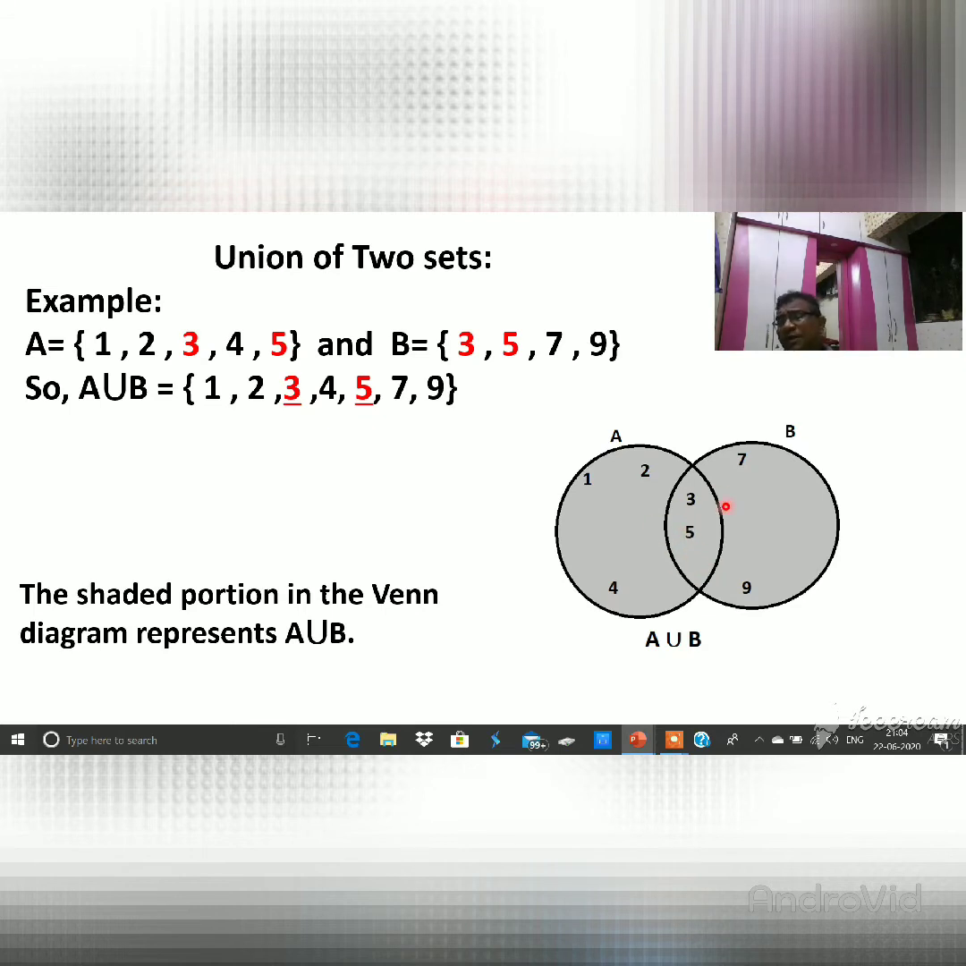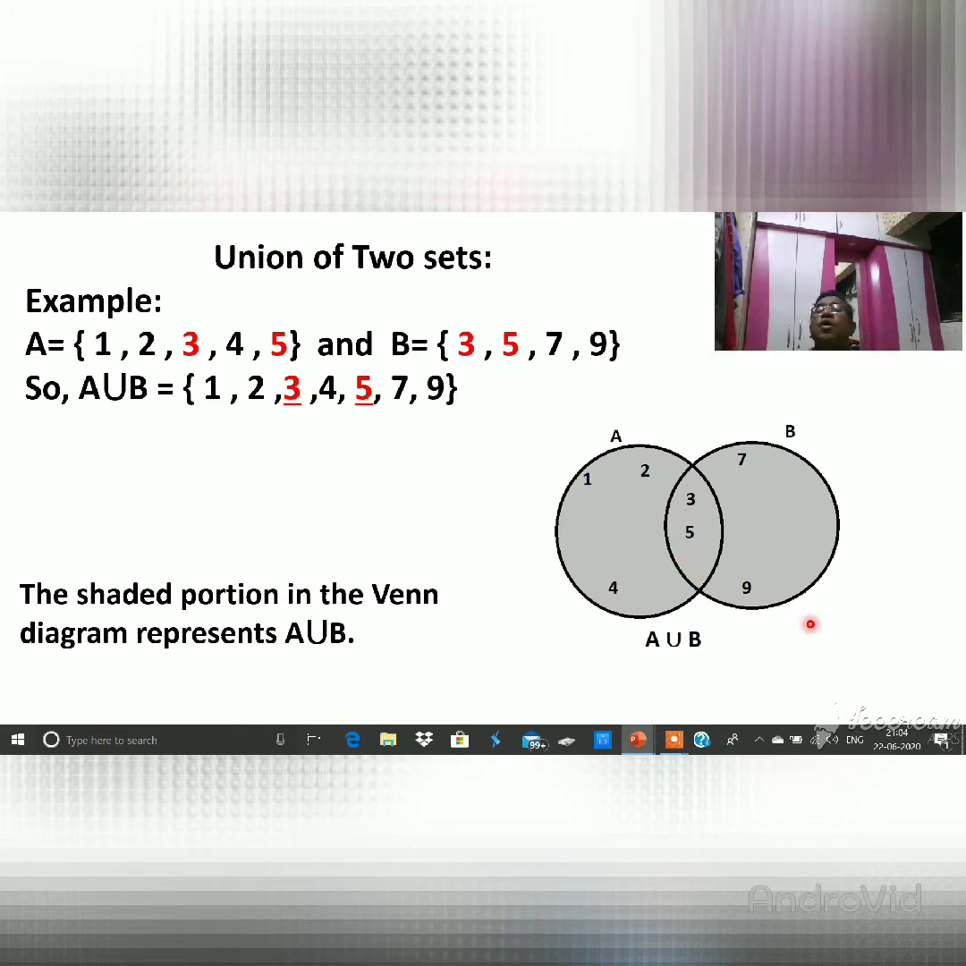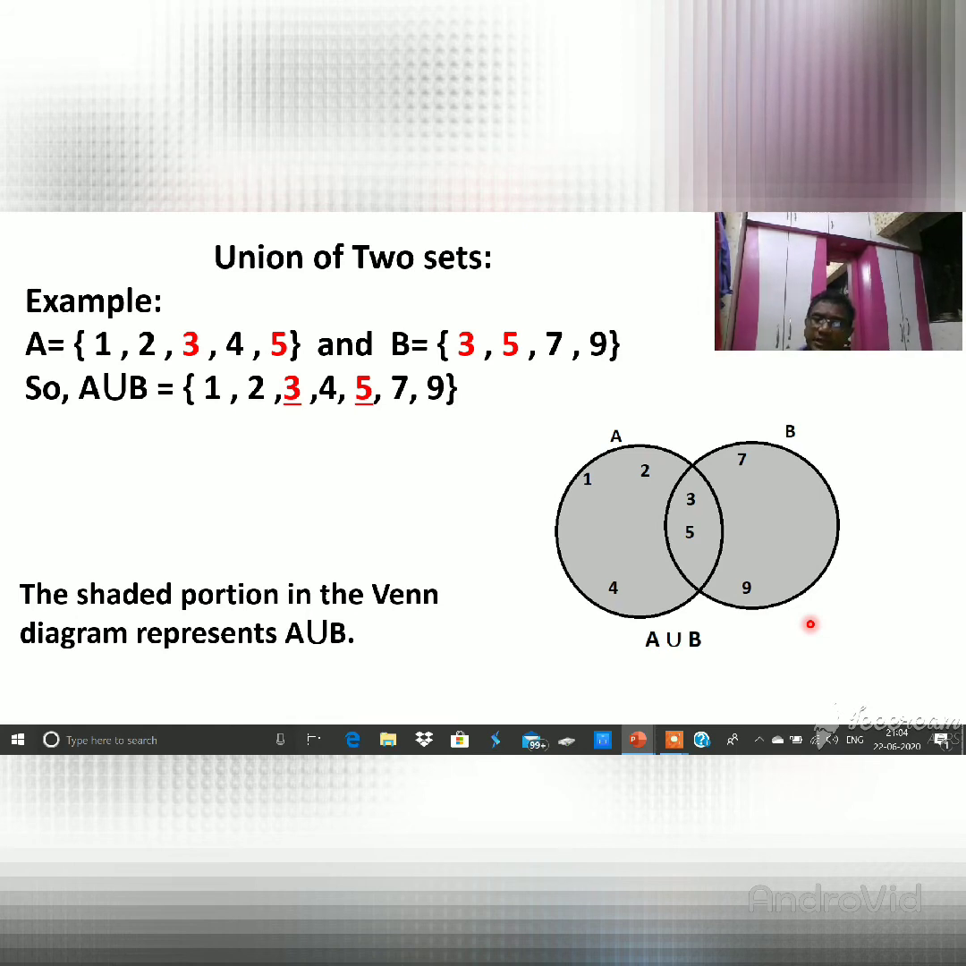But there is one thing: why are we showing that 3 and 5? Because this portion is the same here. The numbers are the same here, so it is shown in such a way. Then this is the main difference in the union set. In a union set both colors are the same, but in an intersection set the colors are not the same. Whatever is common is shown by the color. So this is the difference in the Venn diagram of the union sets.